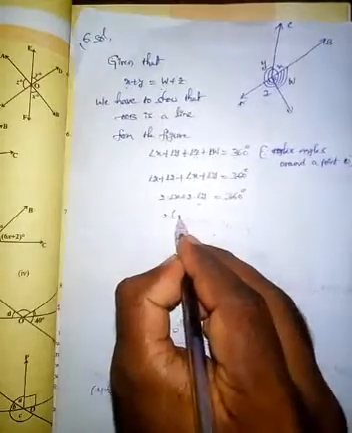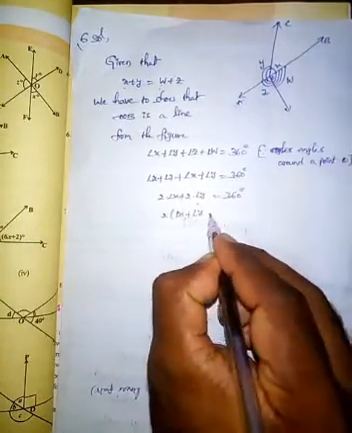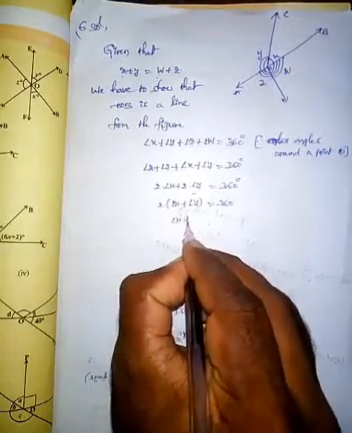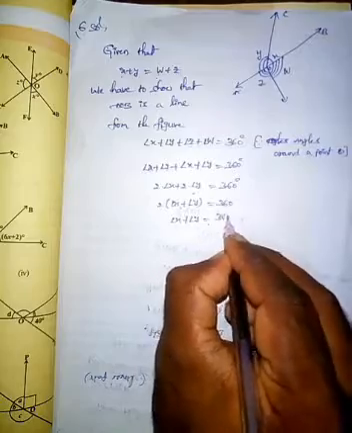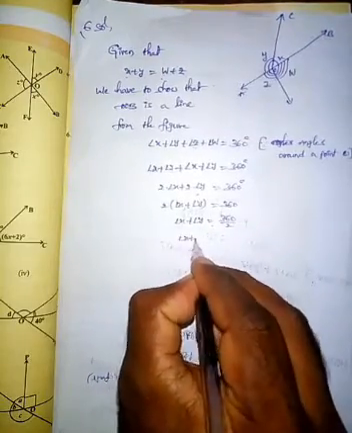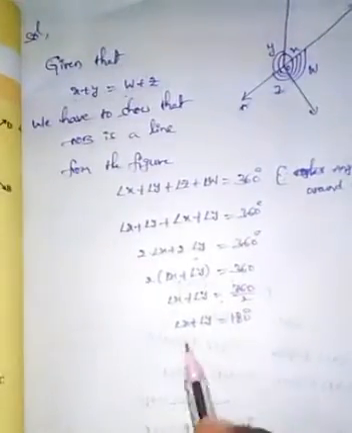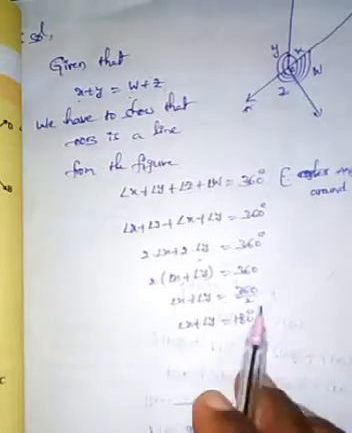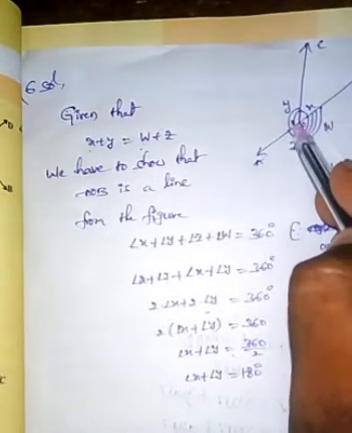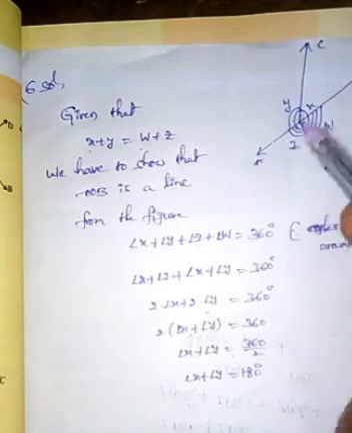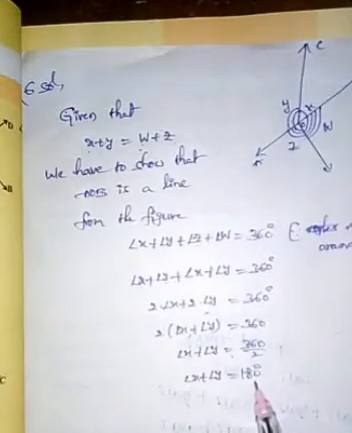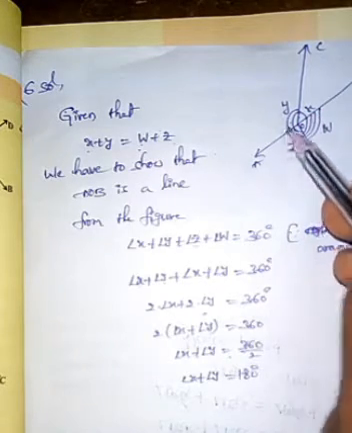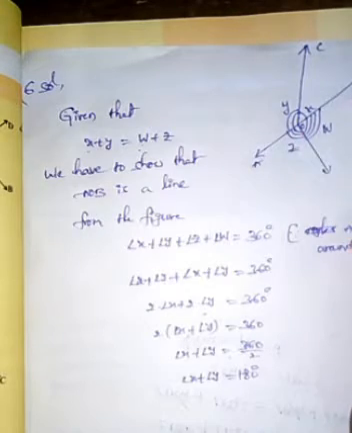Now take the 2 value common, that is 2 into angle x plus angle y is equal to 360. Now transpose the 2 value, that is angle x plus angle y is equal to 360 by 2, that is angle x plus angle y is equal to 180. Here we got the result, but in the figure we can observe that angle x and angle y are adjacent angles, and the sum of adjacent angles is equal to 180. That's why angle x and angle y form a linear pair. Linear pair means 180 degrees. That's why AOB is a straight line.